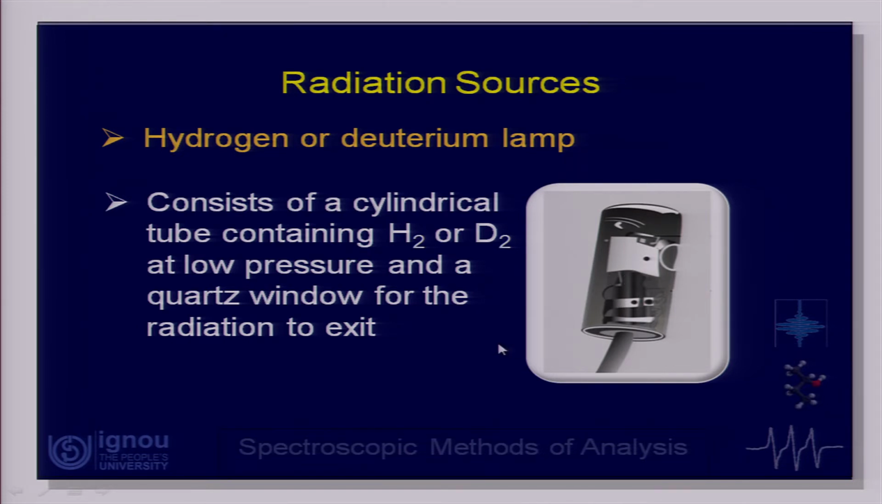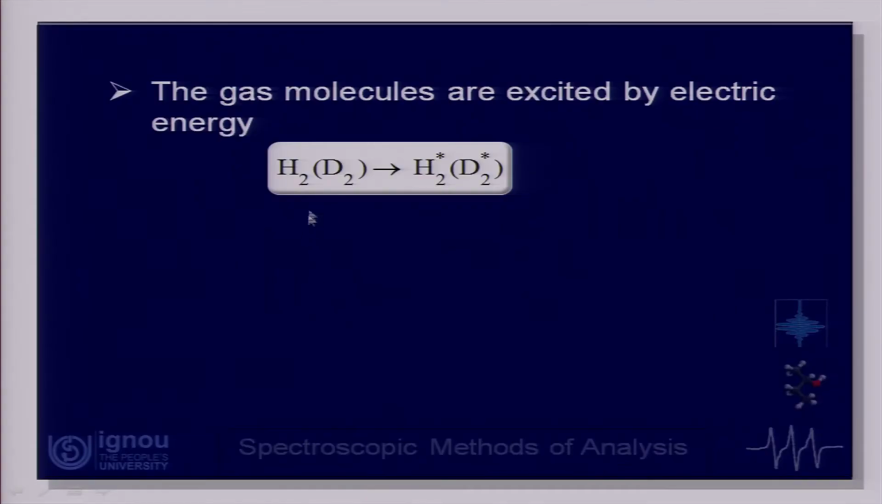So, the basic principle of this kind of radiation source is that there are hydrogen molecules or deuterium molecules in the lamp. When I give energy, these hydrogen molecules get excited. This star represents an excited species, and in the bracket, it could be hydrogen or deuterium, either of them. Okay. So, essentially the first step is that these gas molecules, hydrogen or deuterium, get excited.